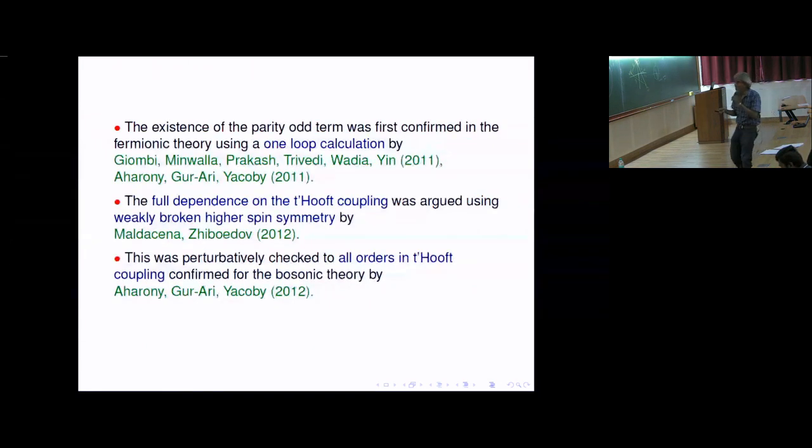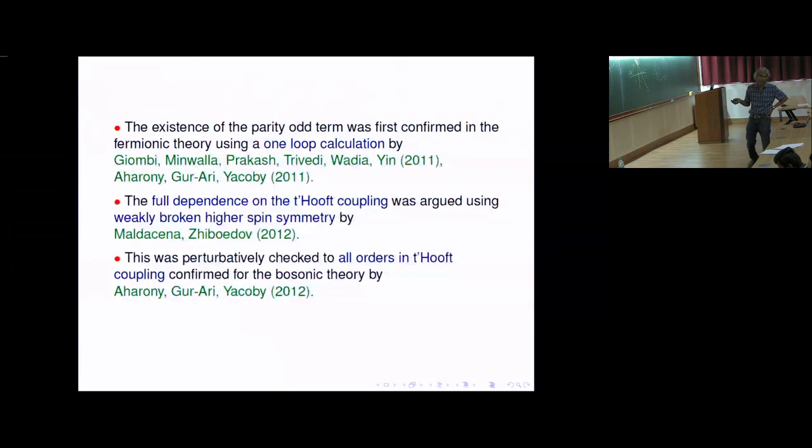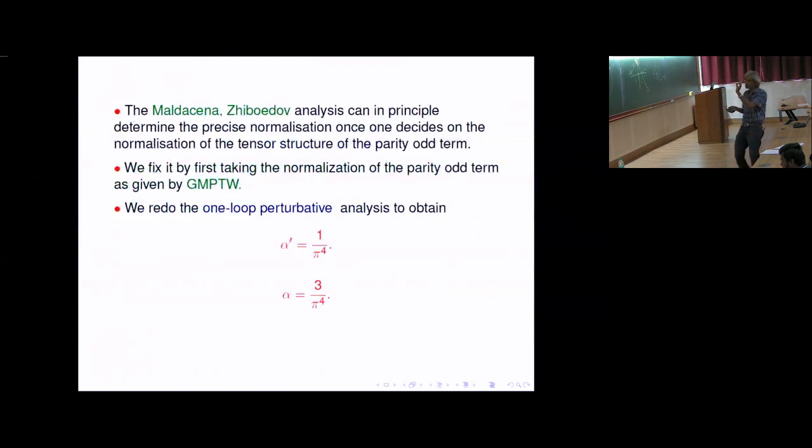And let me tell you the history of these calculations, which is quite amazing, because you have an exact answer to all orders in the 't Hooft coupling lambda. So the existence of this parity odd term for this particular class of theories was initially confirmed by these authors. Okay. And the full 't Hooft coupling dependence was determined by arguments by Maldacena and Trivedi, and it was perturbatively checked to all orders in the 't Hooft coupling by these authors.